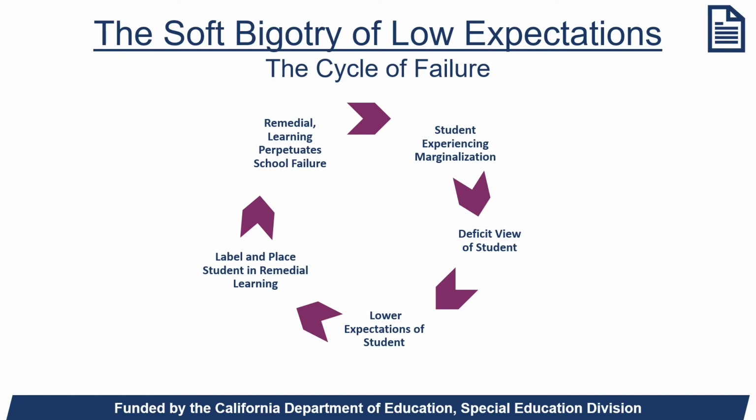In your processing guide, we've included a few questions around the cycle of failure. What does the soft bigotry of low expectations mean to you as an educator? Have you experienced it? Have you experienced the cycle of failure in education or in your own work? And then, can you brainstorm ways the cycle of failure can be broken? Take a moment to self-reflect on those questions.